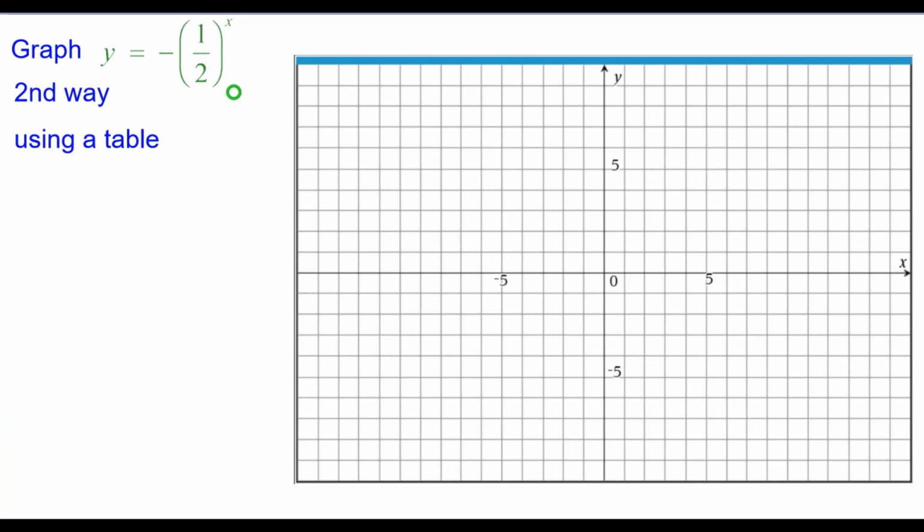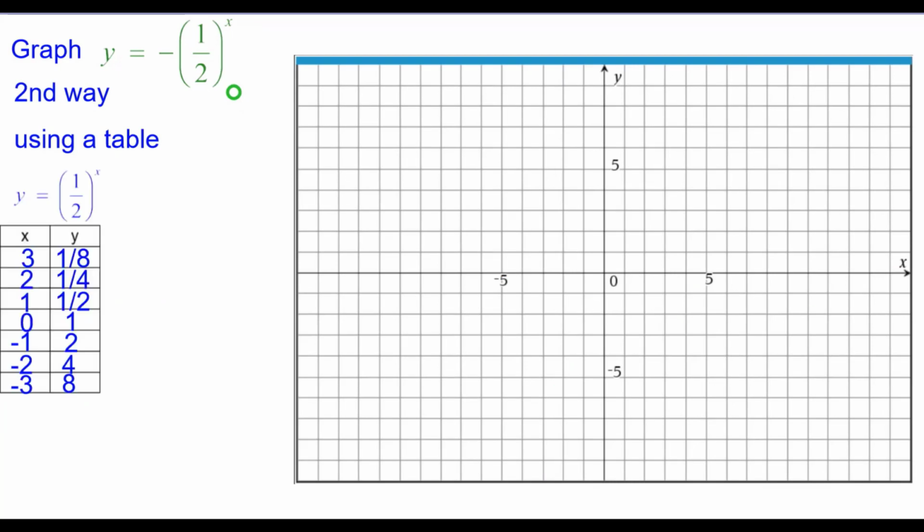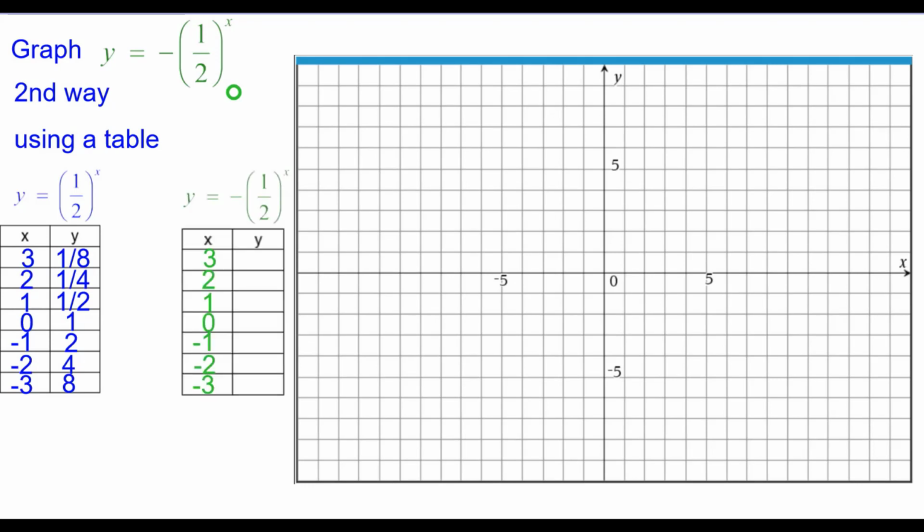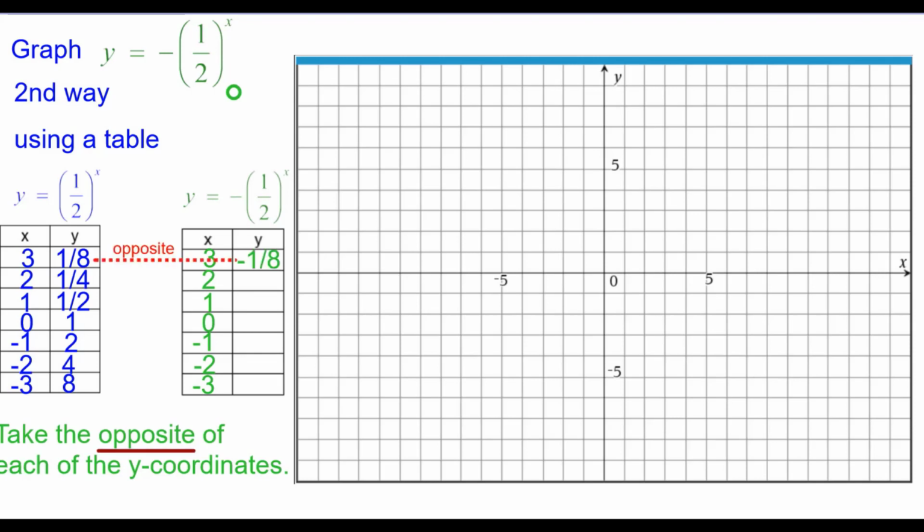A second way is to use a table. So we'll start off with these 7 points that are on the graph y equals 1/2 raised to the x. And then we're going to take the opposite of each one of those y coordinates. So 1/8 will go to -1/8, so over 3 and down 1/8. The opposite of 1/4, over 2 and down 1/4.